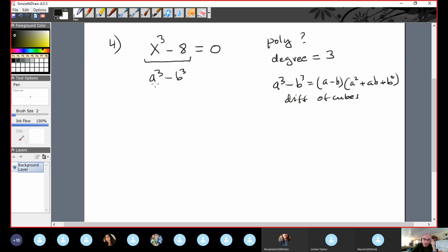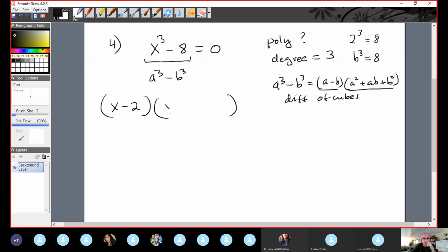In our specific case, A is like an x, and B is like a 2, because 2 cubed is 8. Then for the factorization, you open 2 parentheses, one short, one long. Inside, we have x minus 2. Do you understand where I come from, 2? Because B is 2. Because B cubed is 8.